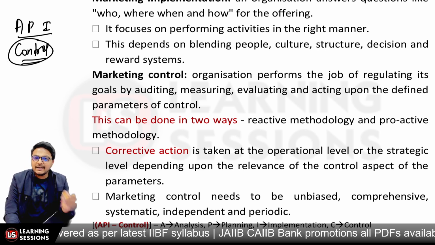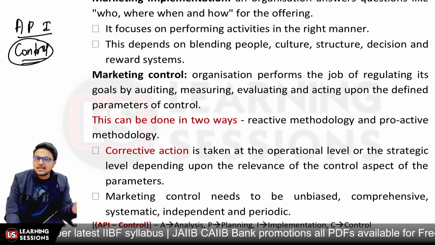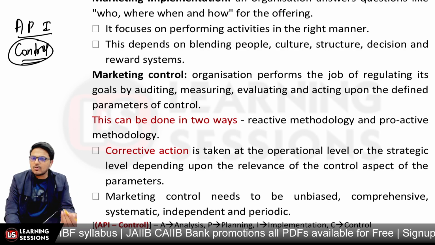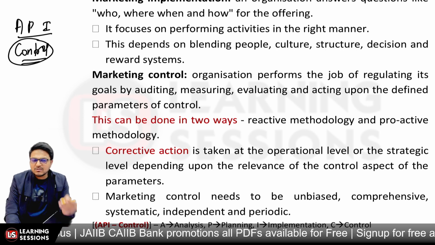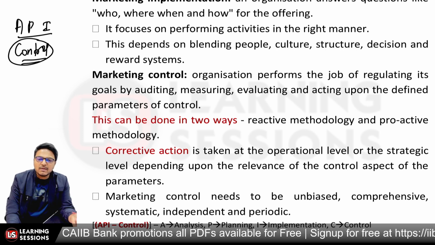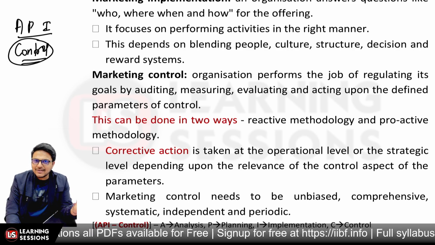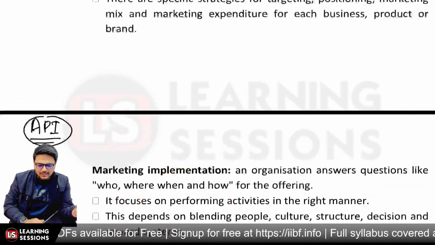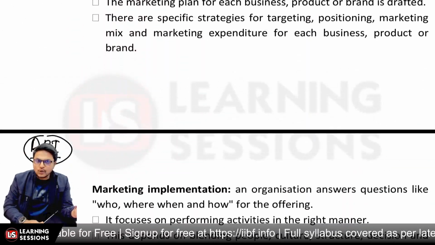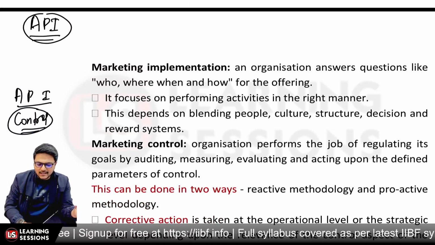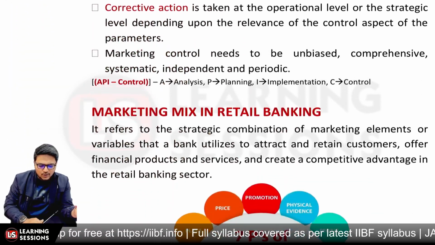Let's say you thought you would have this much sales, but you're not having that much. So there must be some auditing, some quantification, some evaluation of where the gap was and what action plan must follow, right? So corrective action is to be taken. That's what marketing control is. So we can say in retail banking, marketing is related to API control: analyzing, planning, implementation, and controlling the same, right?